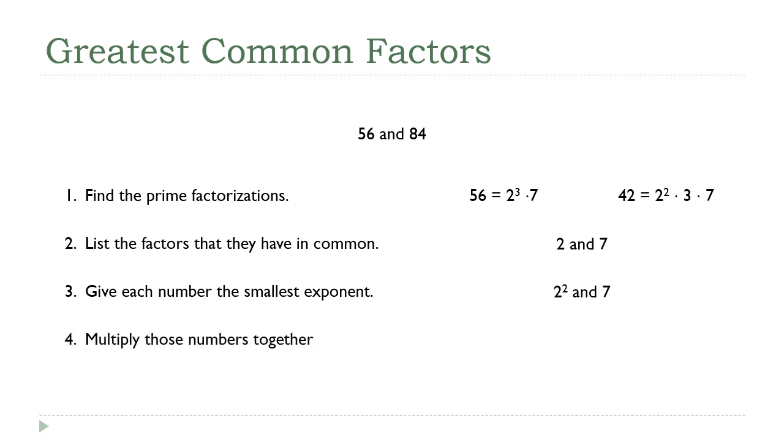Now I can get my final answer. I'm just going to multiply those numbers together. 2 squared times 7 is 28. That's the greatest common factor of 56 and 84.